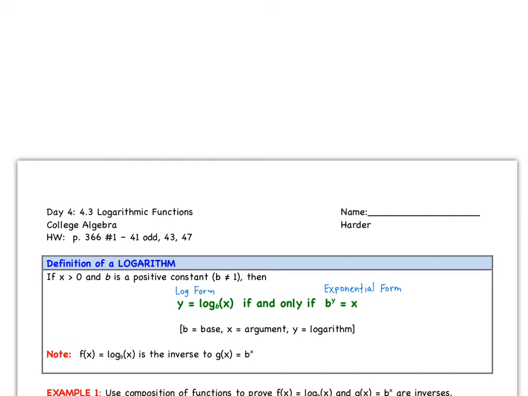4.3 Logarithmic Functions. So today we're going to talk more about logs. We're going to talk about the definition of a log, and we're going to learn how to convert from log form to exponential form.